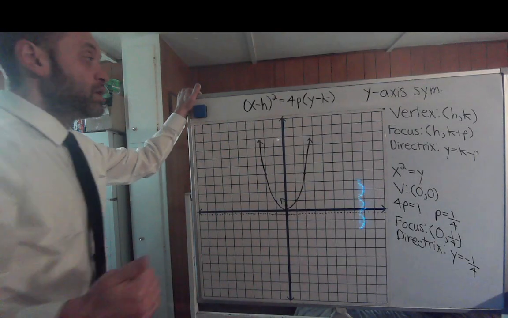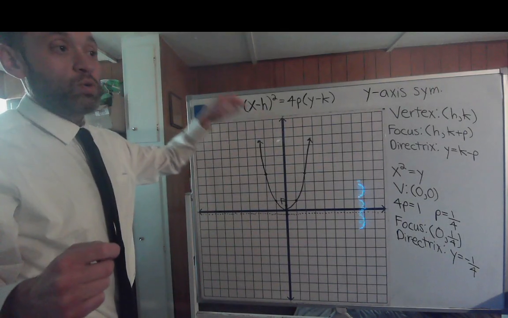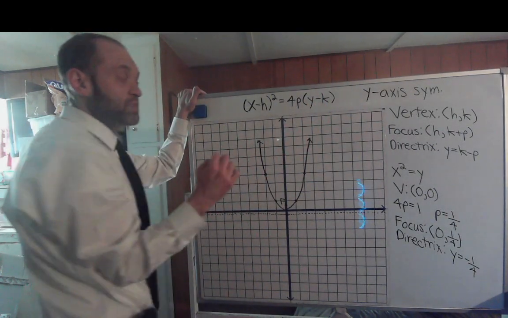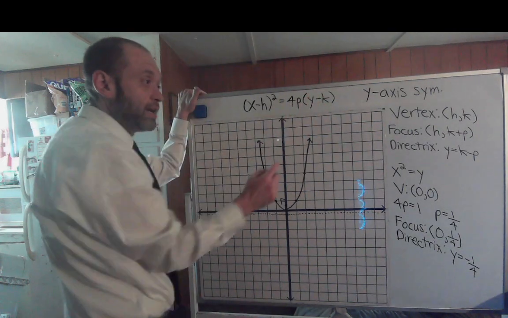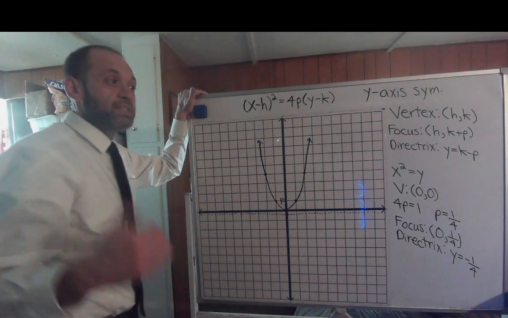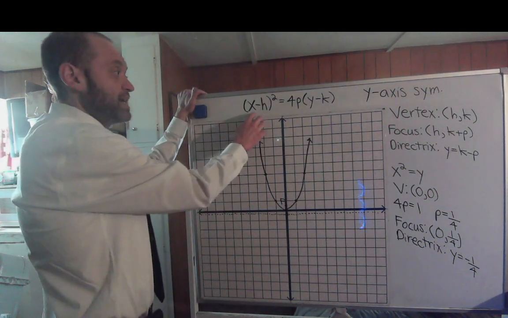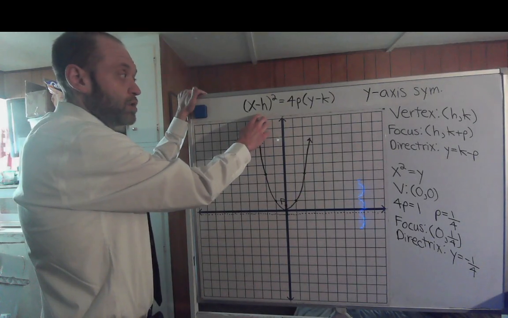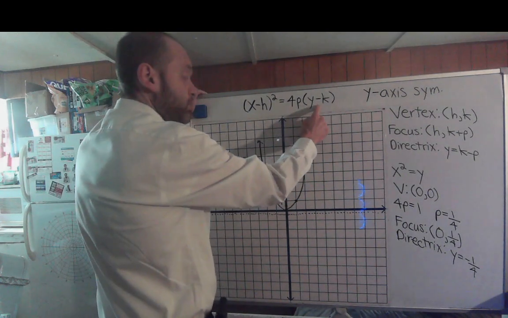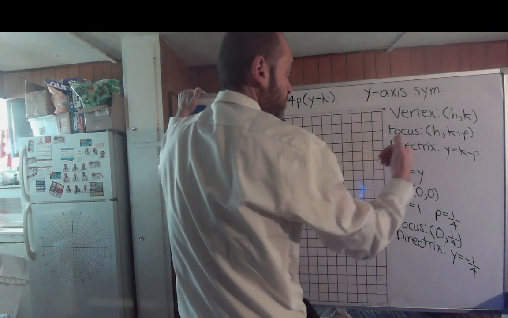Now, how do you know what axis it's going to have symmetry with just from the equation? It's whatever term is raised to the first power, whichever variable's linear. In this case, y is to the first power, so it's going to have y-axis symmetry. The vertex is at (h, k), so if I take x minus h, set that equal to 0, I'll get my x-coordinate of the vertex at h. If I take my y minus k, set that equal to 0, I'll get my y-coordinate of the vertex at k.